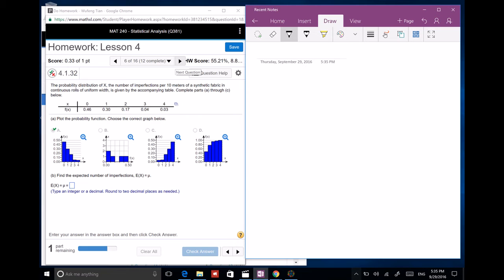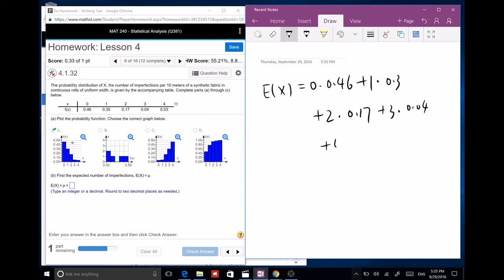Number 4 is pretty simple. The first is the function f(x): x equals 0 is 0.46, x equals 1 is 0.3. Next one, E of x equals 0 times the probability of 0, which is 0.46, plus 1 times 0.3, plus 2 times 0.17, plus 3 times 0.04, plus 4 times 0.03. Okay, that's how I find the E of x. Pretty simple, right?